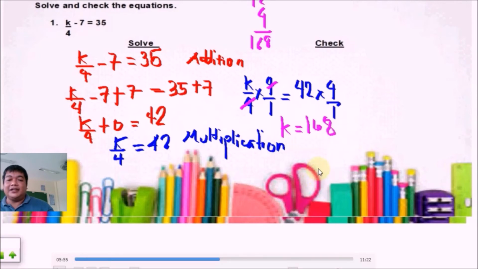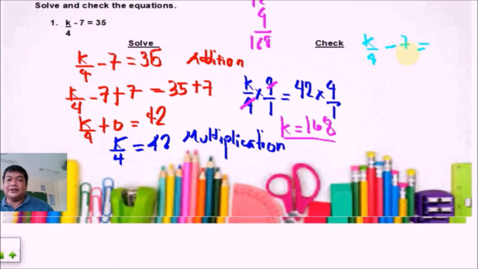Is this correct? Okay, so in order to prove that this answer is correct, we're going to check. So again, how do we check the equation from its value of a variable? You're going to substitute. So substitute k. The value is 168. So let us again write the equation. k divided by 4 minus 7 is equal to 35. So 168 divided by 4.